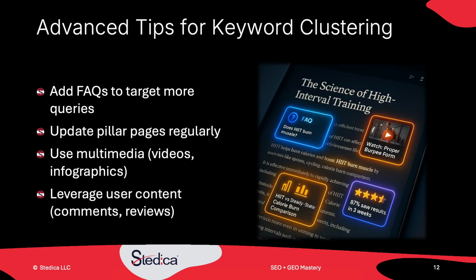7. Practical tips for advanced keyword clustering. Use FAQs on your pillar page to target additional related questions. Regularly update your pillar page with new information. This keeps it fresh and relevant. Add multimedia to enhance your cluster pages. Consider user-generated content to add depth. For example, if you're building a cluster around digital marketing, you can add a section for frequently asked questions about digital marketing. This allows you to target even more related keywords.